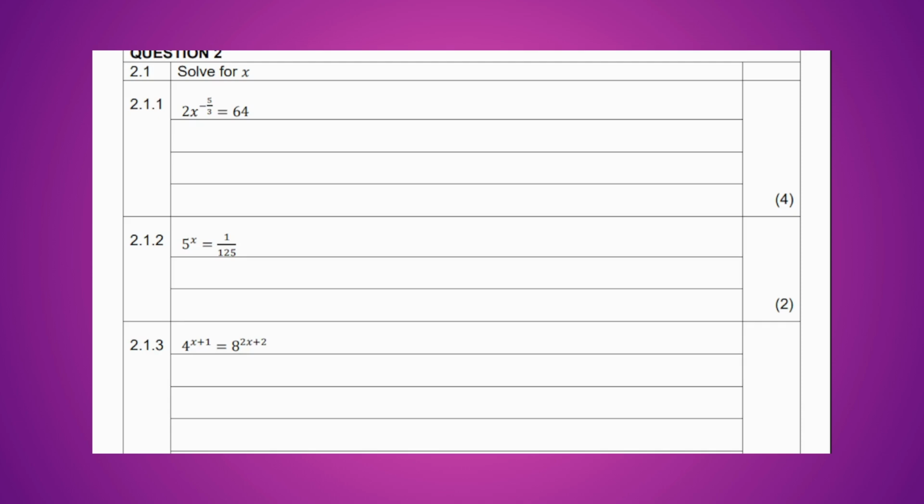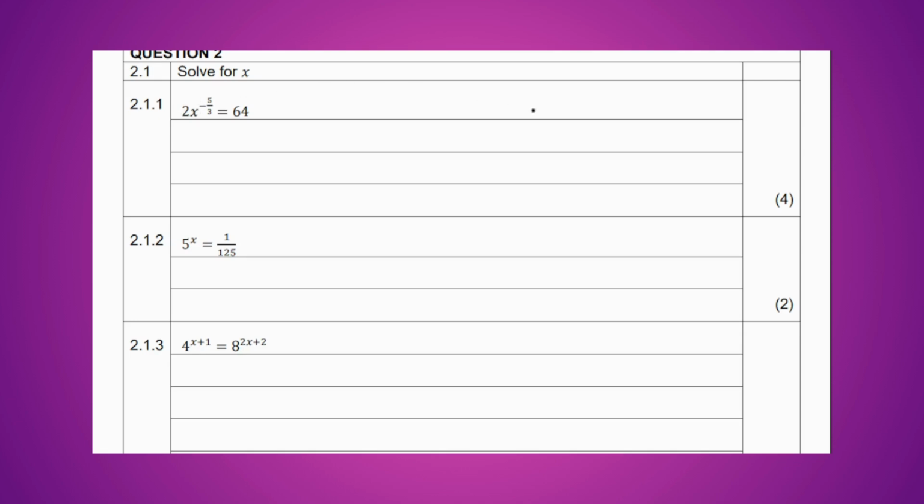Question 2 of our June paper 1 for grade 11 this term. That was our algebra test. Again, this whole question we had to solve for x, but now it was a different type. It wasn't just linear or quadratic. We now had exponents in the mix, and this is most everyone's favorite.